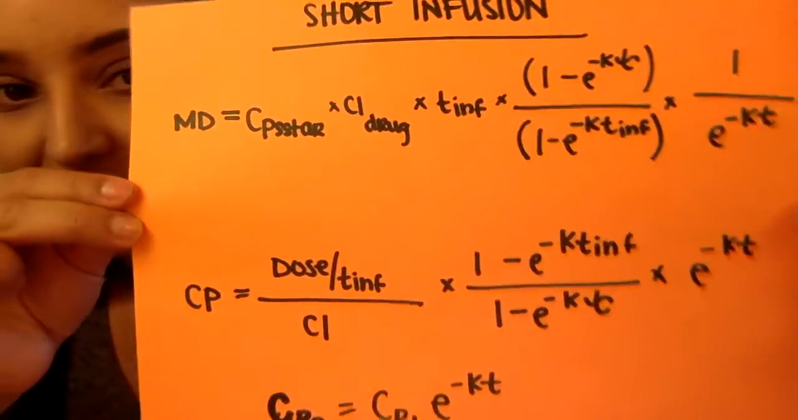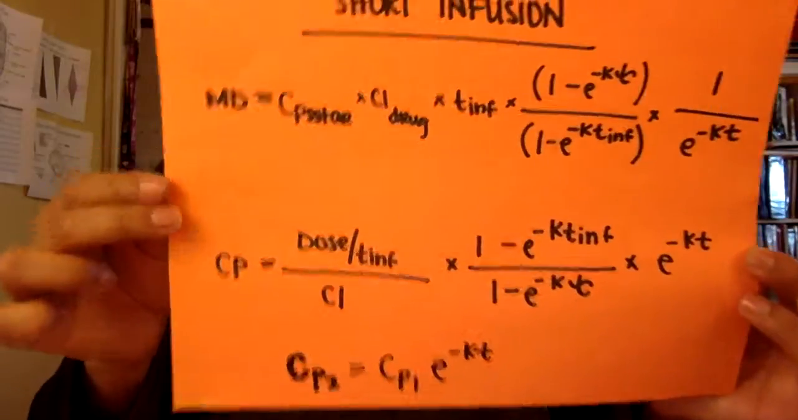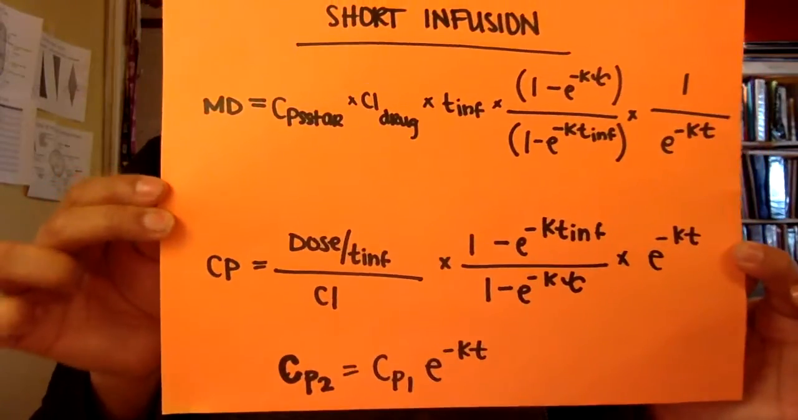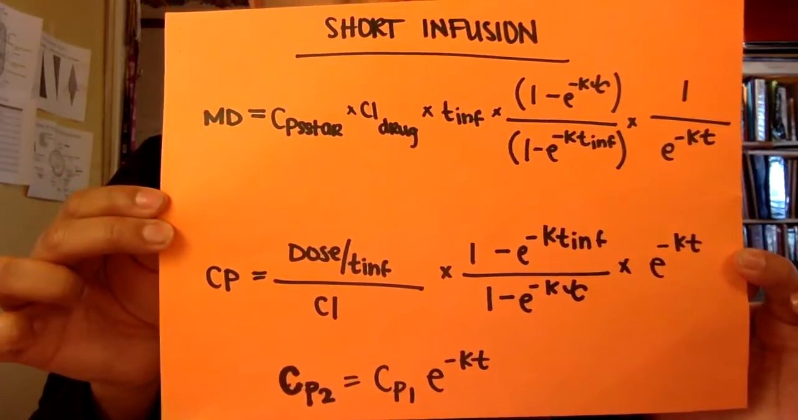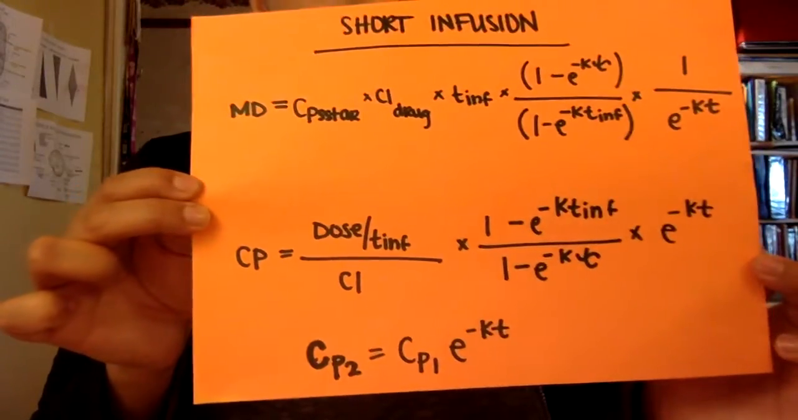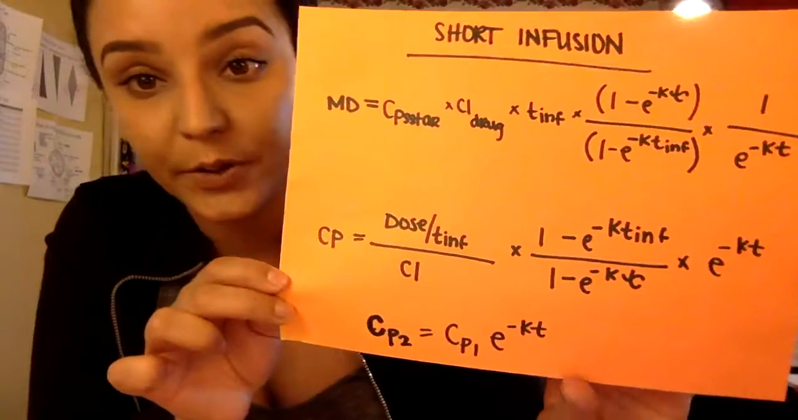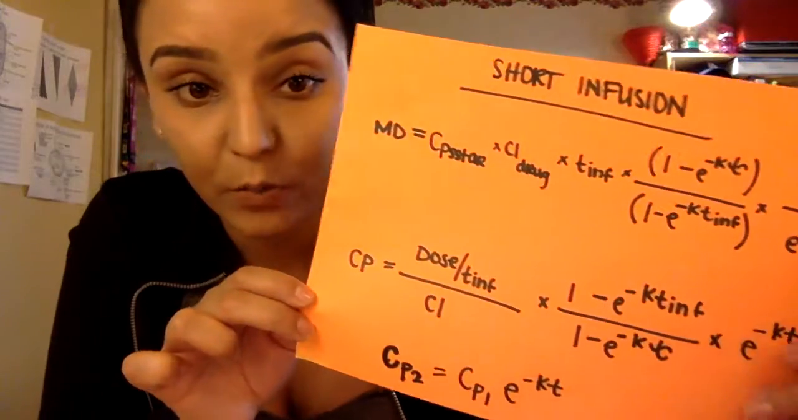When you're solving for the short infusion model, there are three main important equations. They're right here. The first one is calculating a new dose. And the second one is calculating the concentration, aka your CP max. And then the last one is the CP2, which is Dr. Chan's favorite equation. Okay, so these three equations are very important when solving for short infusion problems.